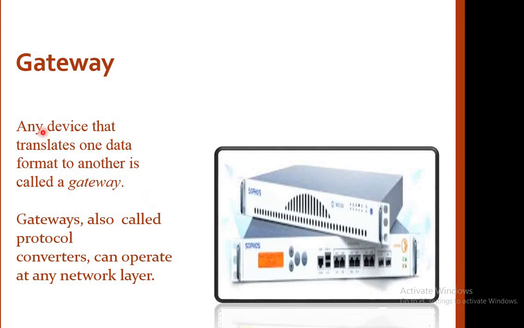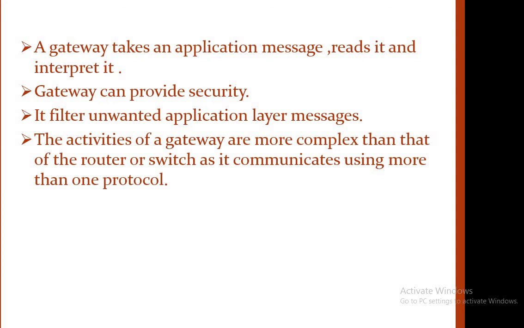Gateway. A gateway is a device which is used for translation from one data format to another. A gateway, also called a protocol converter, operates at any network layer. It means when you have to communicate between 2 different networks, for that we are using a gateway. A gateway takes an application message, reads it and interprets it. A gateway can provide security if it filters unwanted application layer messages. The activities of a gateway are more complex than those of a router or a switch, as it communicates using more than one protocol.